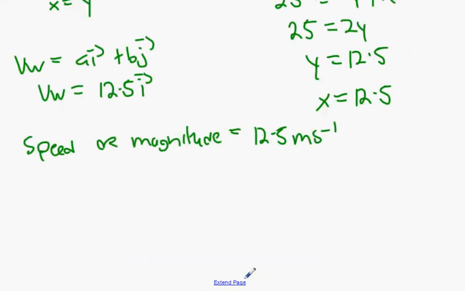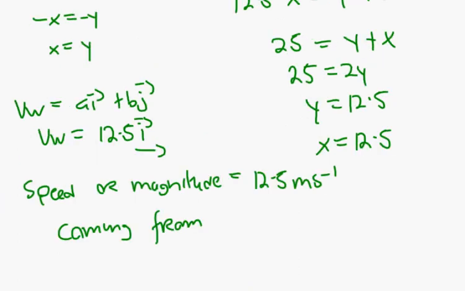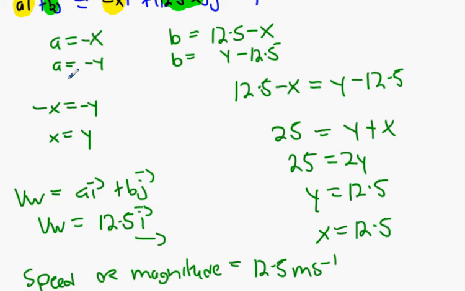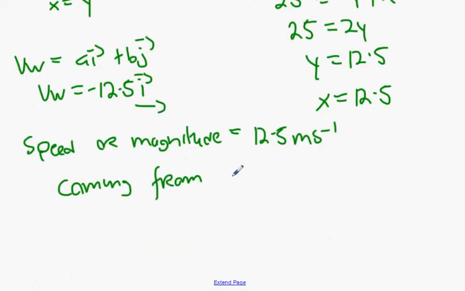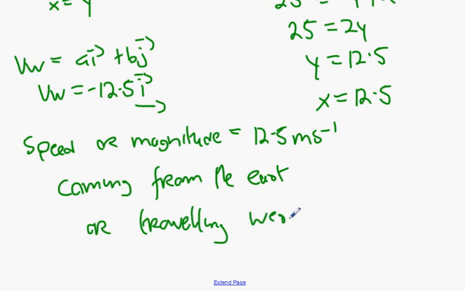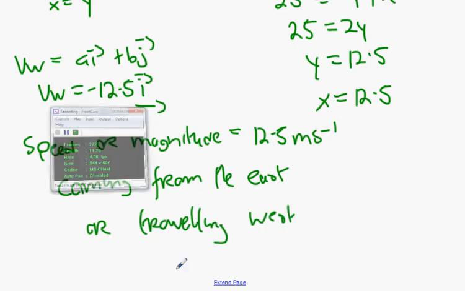One last thing, it's going east, which means it's coming. What is it? Oh, sorry, it's minus 12.5, is it? Oh, sorry, yeah. A equals minus X. So, technically speaking, A is minus 12.5. So it means it's coming from the east or traveling west. Because it's minus 12.5, not plus 12.5. Okay, guys.